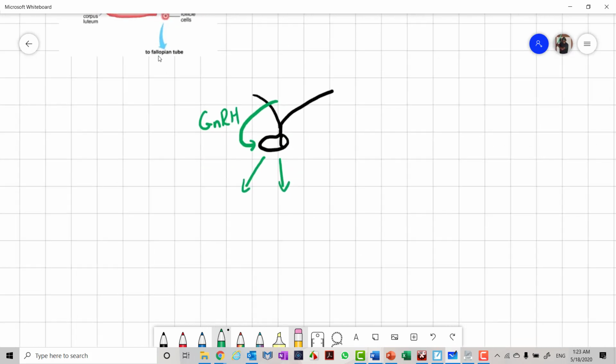So first step, we have the hypothalamus. The hypothalamus is attached to the pituitary. The hypothalamus releases gonadotropin-releasing hormone. The gonadotropin-releasing hormone causes the release of both LH and FSH. When we go to our ovaries, let me just grab our ovaries up here.